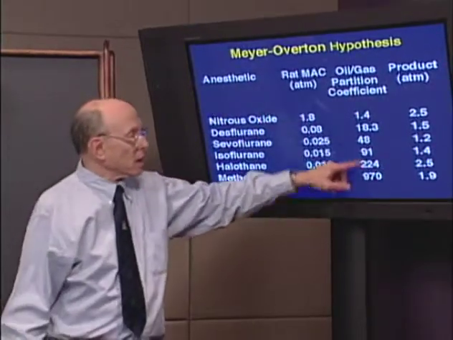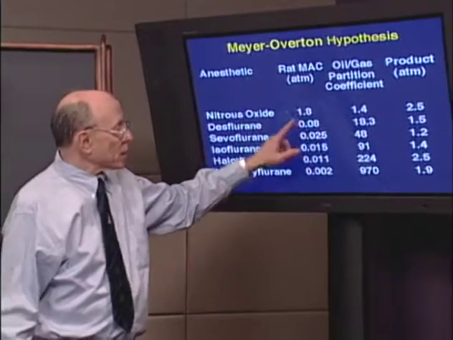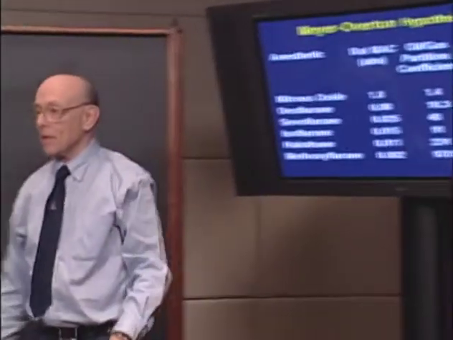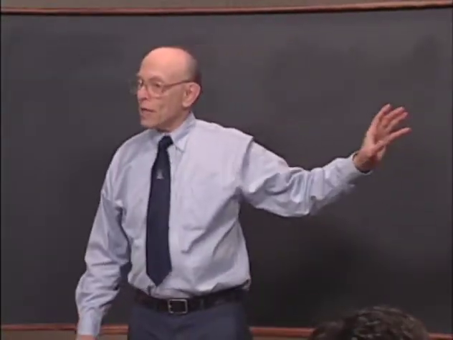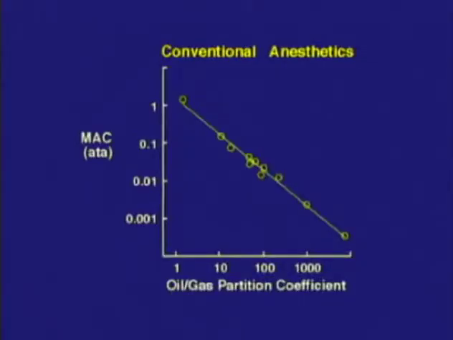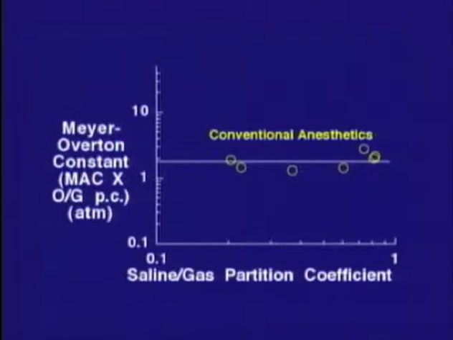Here's the corresponding lipid values. And if you take these two and multiply them together, note how invariant that constant is. One of the really astounding relationships in science. We can display that graphically, as I've done here. You increase the oil gas partition coefficient, you decrease MAC. And the correlation coefficient of that is 0.99 something. There's an absence of an effect of affinity to water. So this is affinity to oil, but affinity to water doesn't change things, at least so it seems.